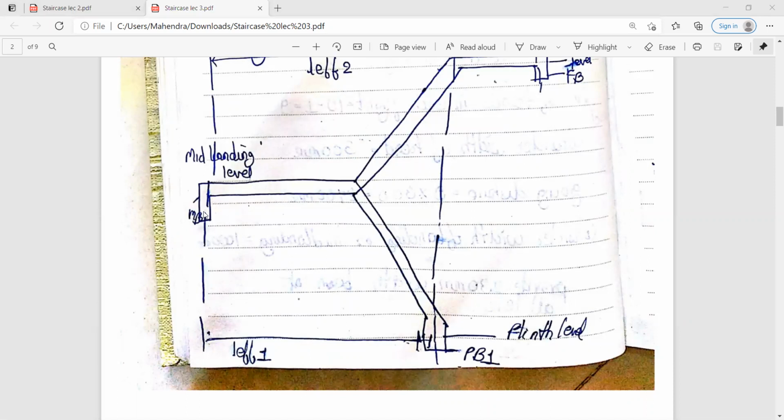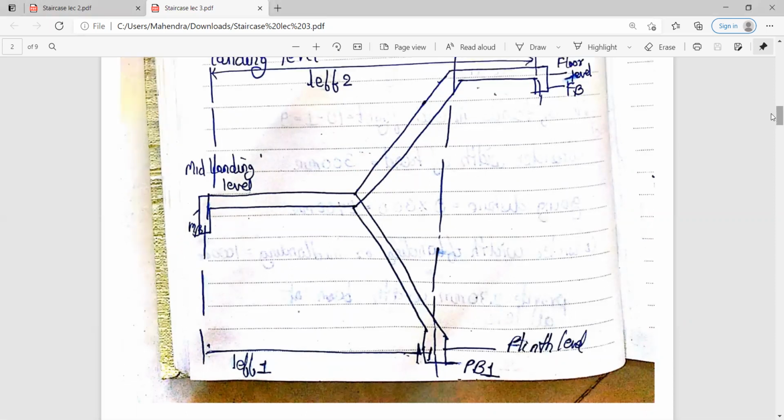And this is your plinth level and this is your floor level. ये जो है यहाँ पे this is your landing level and this is your mid landing level. As they had mentioned in the question, आपको flight design करना है from plinth beam to mid landing and from mid landing to floor level. So you have to design 2 flights from plinth beam to mid landing and from mid landing to floor beam. Okay, so understood the layout?